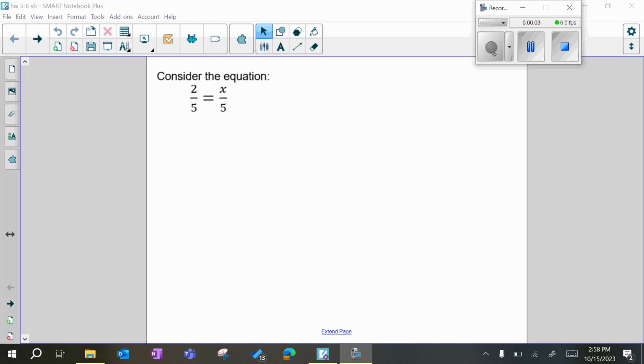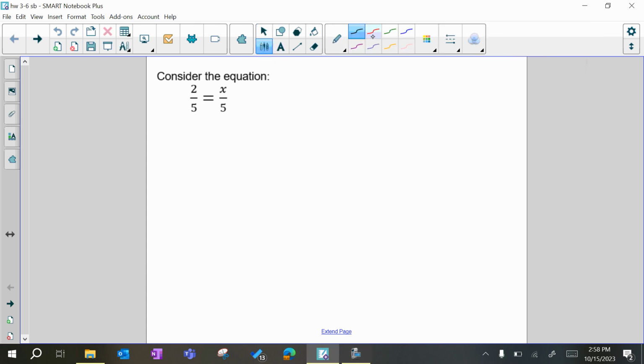Consider the equation that I have shown here. 2 over 5 equals x over 5. What does x need to be? Hopefully you understand that x equals 2, because equals means they're the same on both sides.